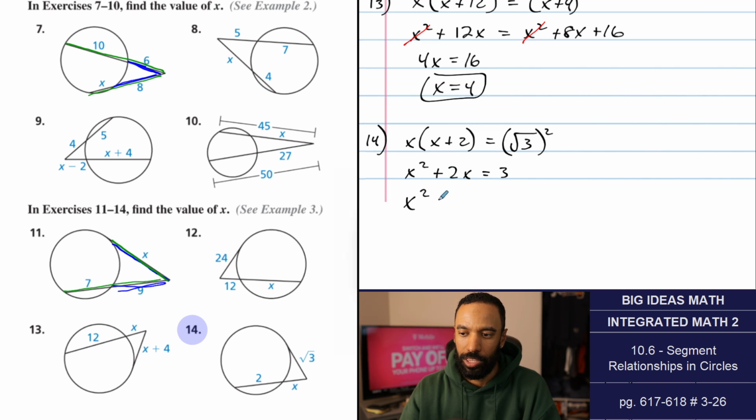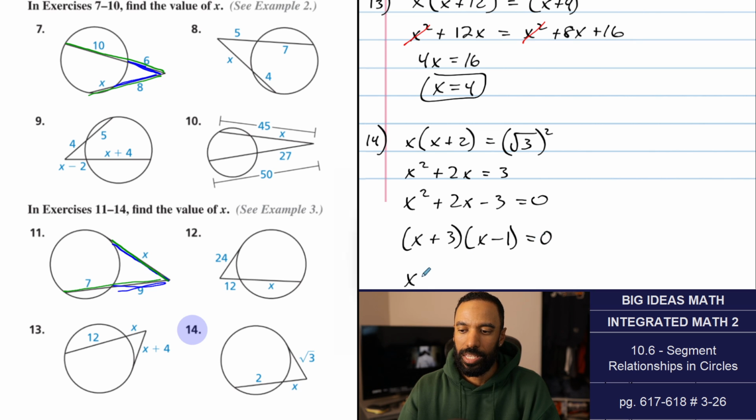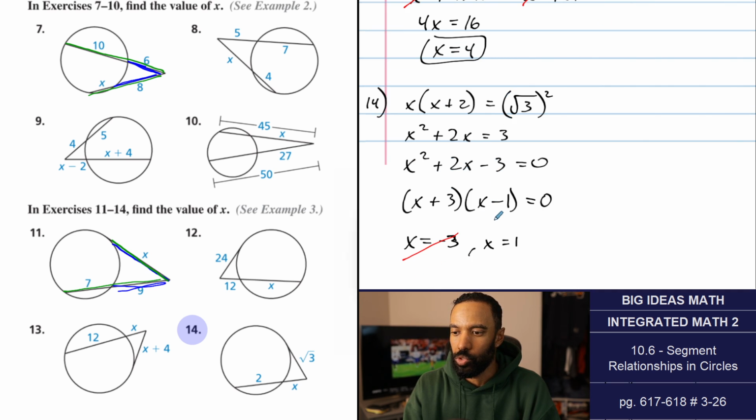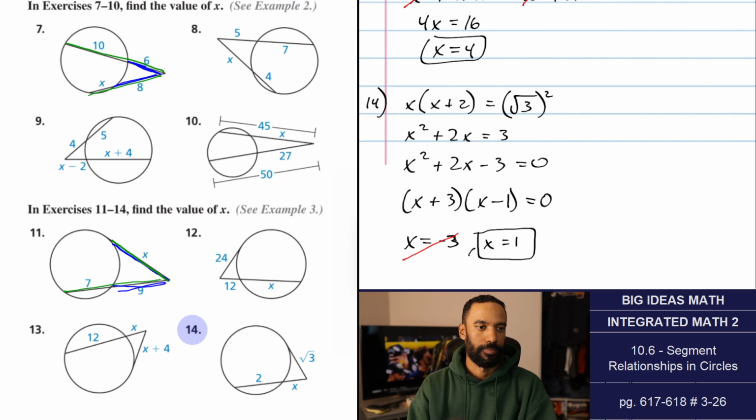And if I subtract the 3 over, I do get something that looks factorable again, to x plus 3 times x minus 1. Once again, the negative value cannot and will not apply here. So negative 3 is out, but the 1 does seem like it does apply here. So x equals 1, you betcha. All right, there's number 14.